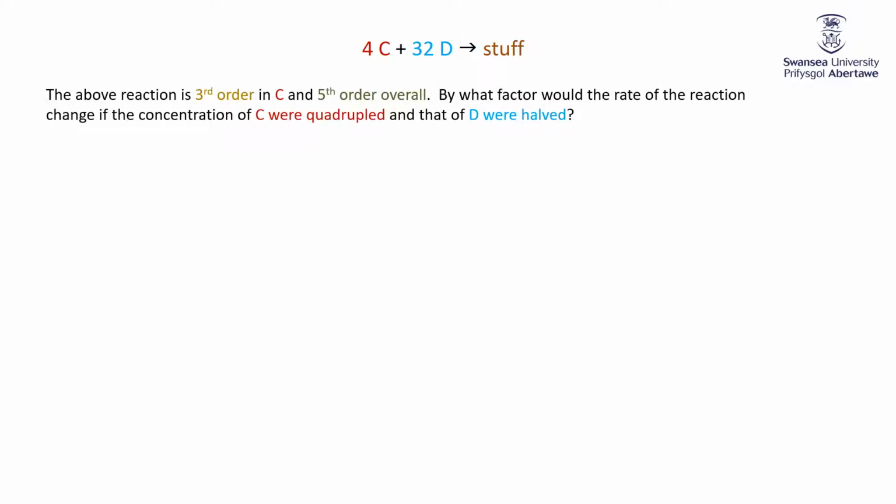Now we need to get a feel for what this rate means. Okay, for example, here is a reaction, a peculiar reaction. 4C plus 3D goes to stuff. Okay, now let us imagine that we have studied this reaction and we find that it's third order in C and fifth order overall. So by what factor would the rate of the reaction change if the concentration of C was quadrupled, and if that of D were halved?